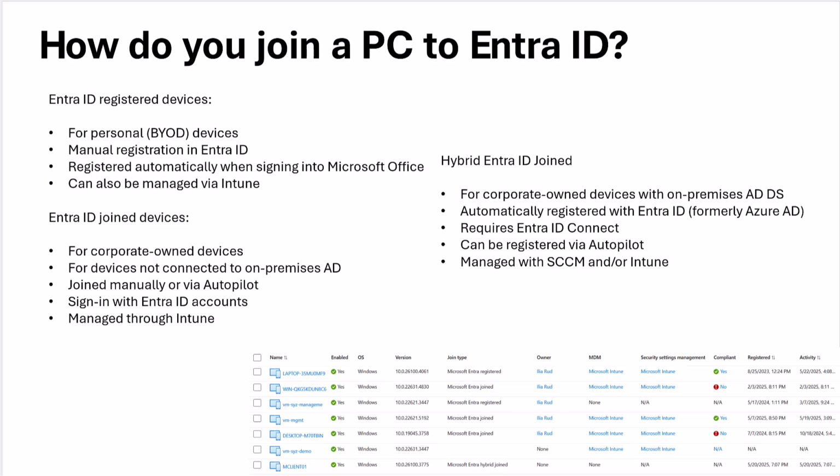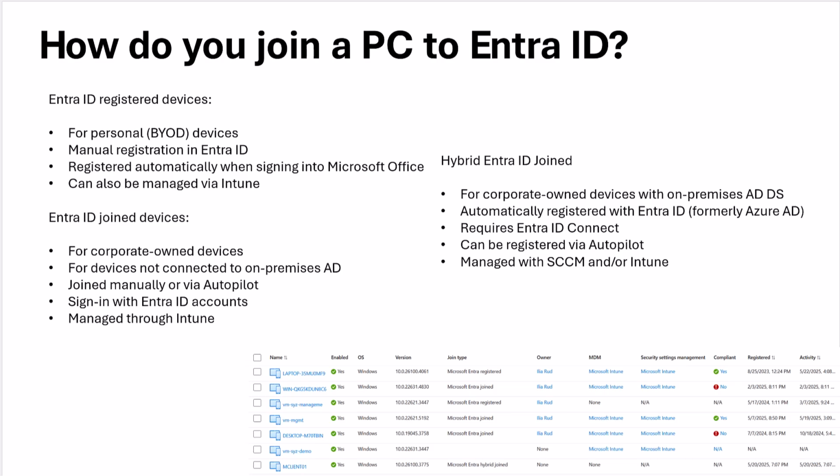Corporate devices use Entra ID Join or hybrid join. Entra ID Join means the device is joined directly to Entra ID, like joining a domain in the cloud. The user logs into the device with their Entra ID account, and you can manage the device. Hybrid join means the device is joined both to on-prem AD and to Entra ID. The user logs in with the local domain account. The device exists in both directories.